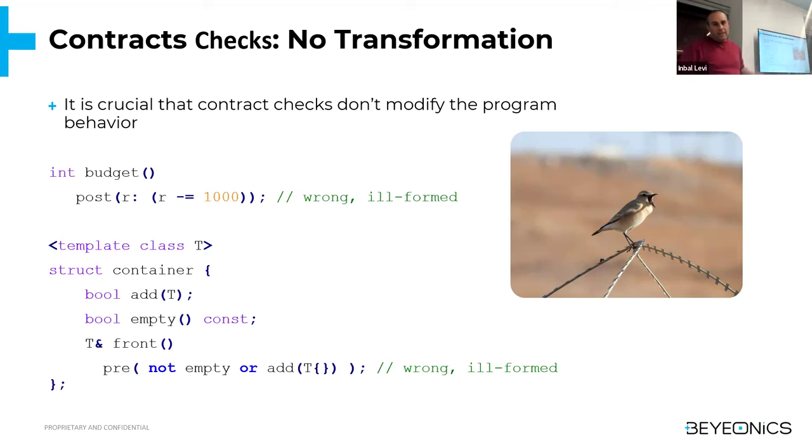Yeah. And also I gave you another example here. You have a container, your own container, and you say, I want to always return something in front. I want to make sure, doesn't matter what I'm returning, a value. So I'm constructing a default value whenever you call front, if it's an empty one. So here in front, I'm having a precondition that says it must be not empty, or I can add a T, just add to the container a T. This is again ill-formed, and the reason is that the function add is not const.